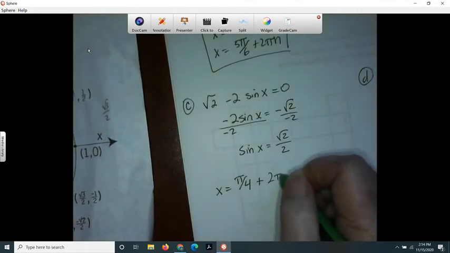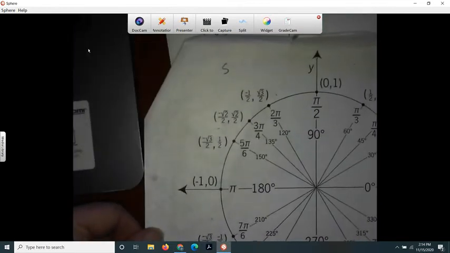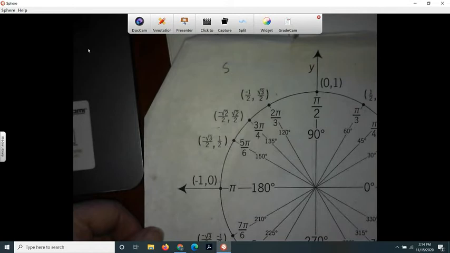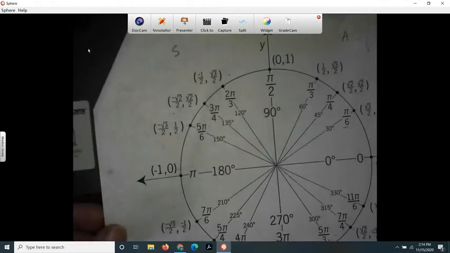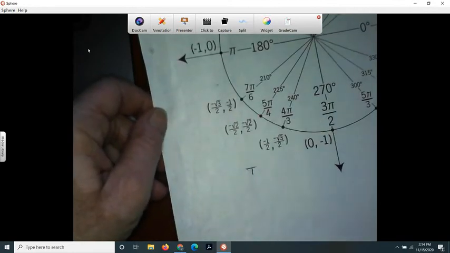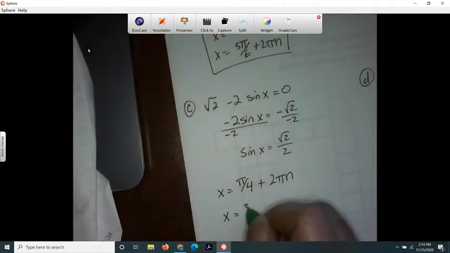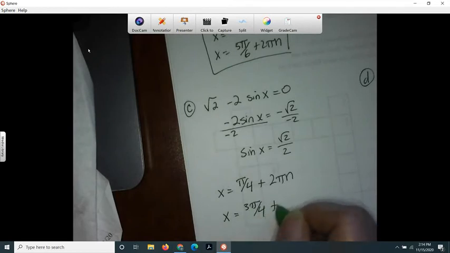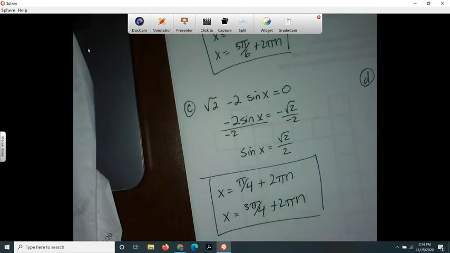And then where else? Where else is sine root 2 over 2? 3 pi over 4. It's going to be, it's negative down here. So maybe we can just do it like this. See if that's right. Yep.